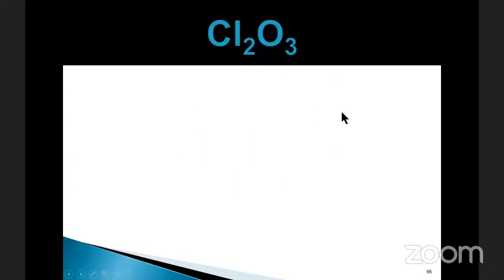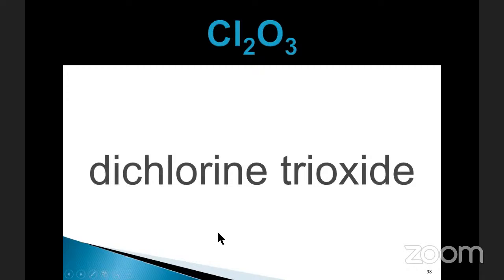Okay, let's look at some other examples. So who'd like to take a stab at this one? What do you think the name of this compound is? It's dichlorine trioxide. Exactly, dichlorine trioxide. Very good. Of course, you understand where the dichlorine comes from and where the trioxide comes from. Okay, very good.